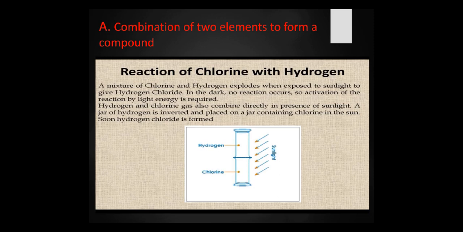There are some more examples. Whenever hydrogen combines with oxygen to form water, that is also a combination of two elements to form a compound. Here hydrogen is an element and oxygen is also an element. Hydrogen is an element and chlorine is also an element. So these are the types of combination reaction which take place between two elements.